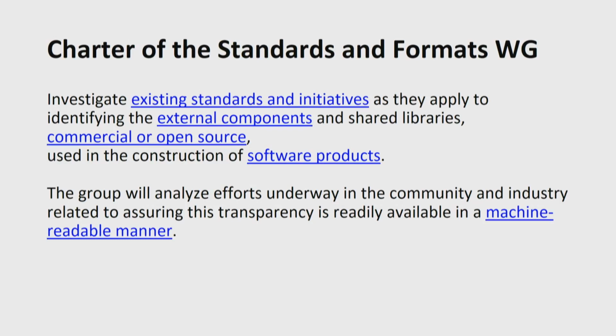So our charter was very clear. It really had to do with, first of all, a survey of the landscape, what exists, what is being used, whether it's commercial or open source, what are the initiatives that are underway, and how do we get to a survey and an analysis of what provides machine-readable data? Because it was very clear from the beginning, if it's not machine-readable, it's not automatable, and if it's not automatable, it's really not real from a security and an assurance perspective, because manual processes don't scale.